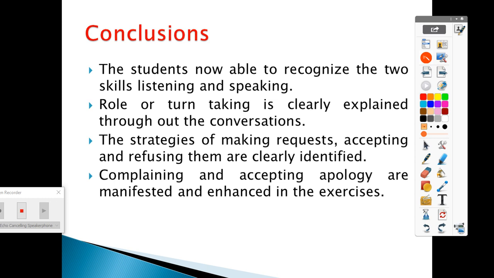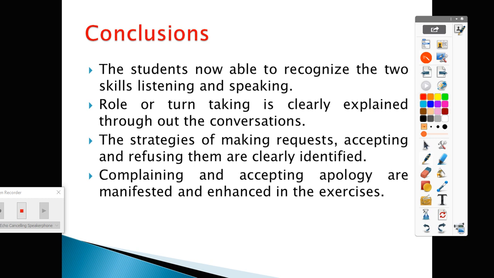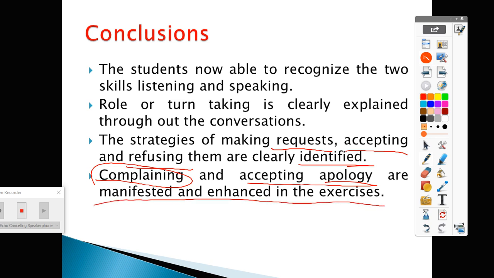Now, the strategies of making questions, the strategies of making requests, accepting and refusing are clearly identified. And we have explained them more than once. We have explained large and small requests, apology, favors, and complaining. We have seen, in the hotel room, that the girl is complaining about the room that they are giving her. And accepting apology is manifested and enhanced in the exercises. And we have done the exercises about the apology.